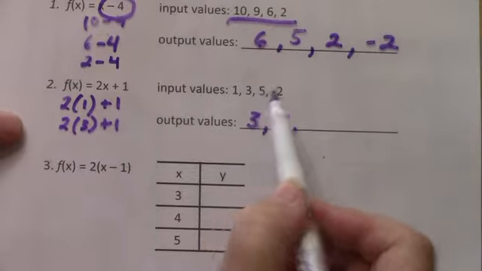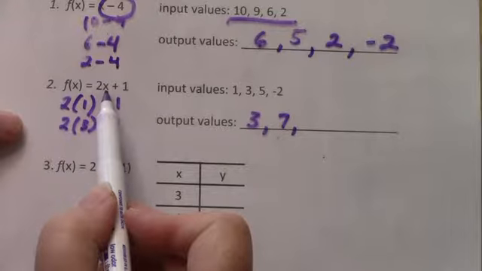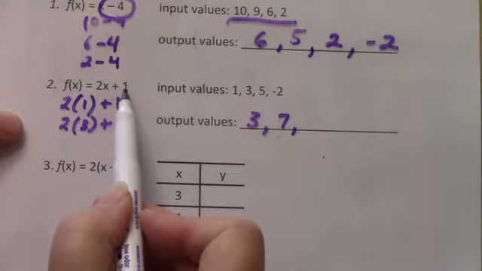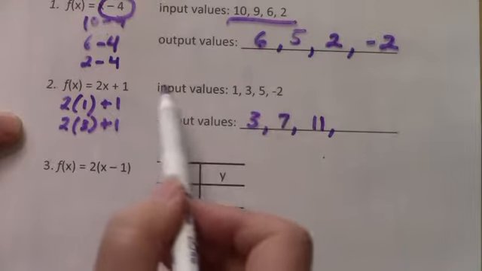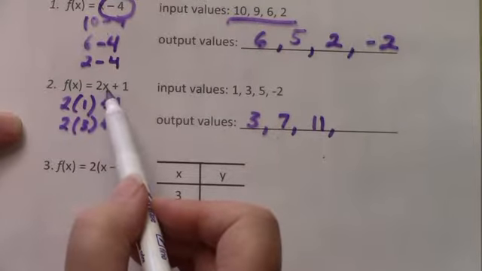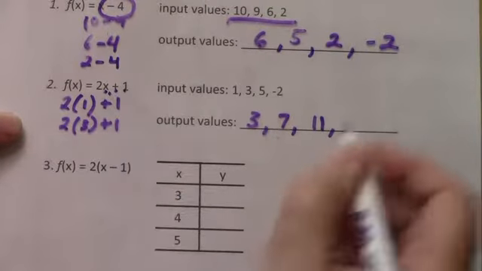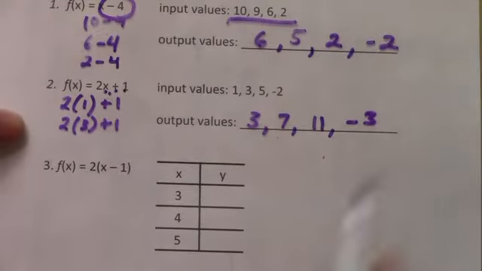What if my input is 5? 2 times 5 is 10 plus 1 would give me 11. What if my input is negative 2? 2 times negative 2 is negative 4. Negative 4 plus 1 is negative 3.